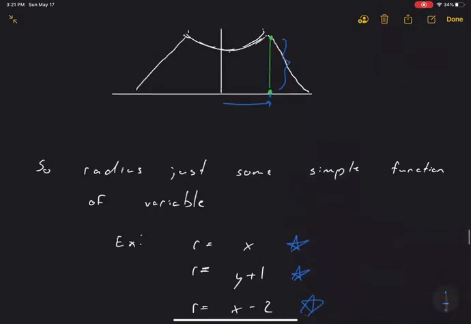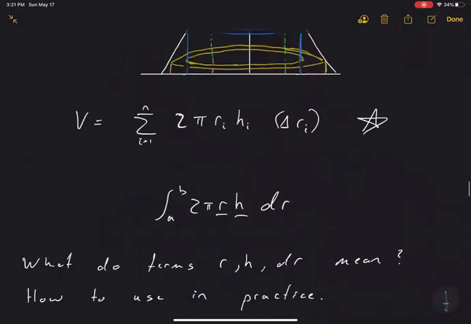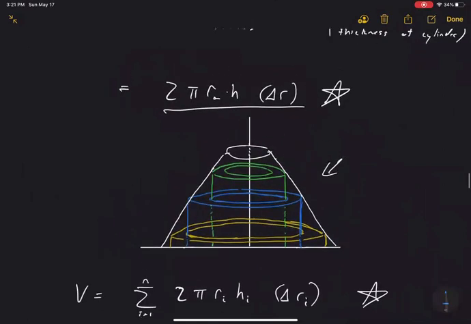So that's the idea. We're going up to these cylinders. The radius of the cylinder is usually going to be something simple like x, and then the height of the cylinder is going to be something like f of x.